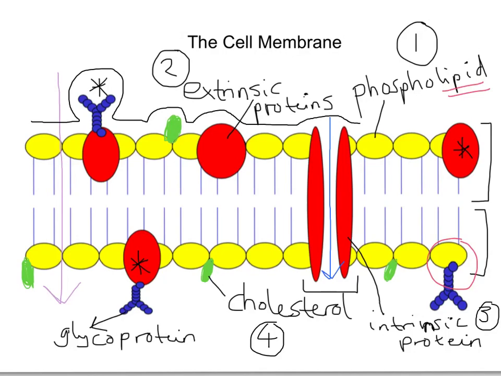So this is a video talking about the structure of the cell membrane, also known as the plasma membrane, the parts you find, or the components in the cell membrane, what they do, and why we use the term fluid mosaic model to describe it.